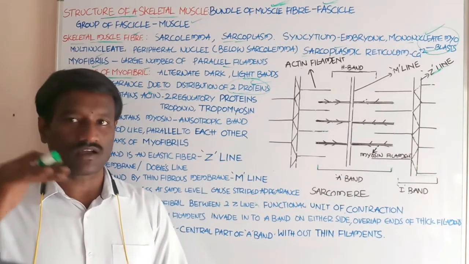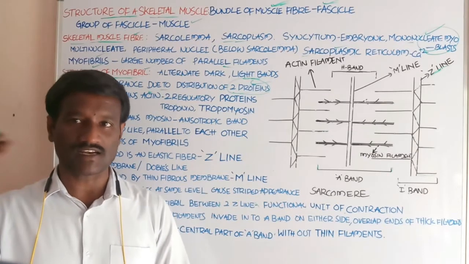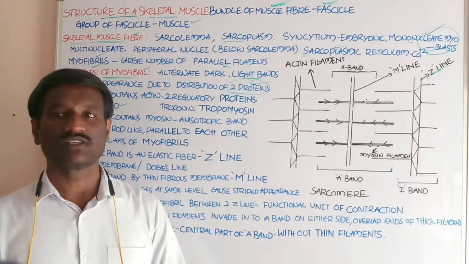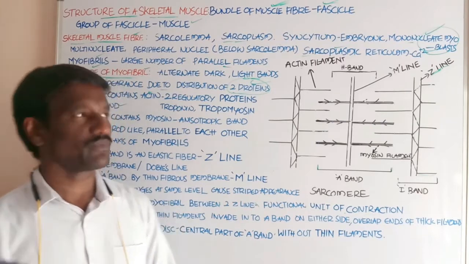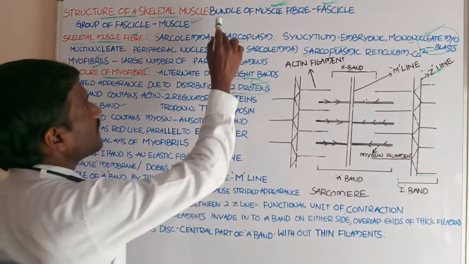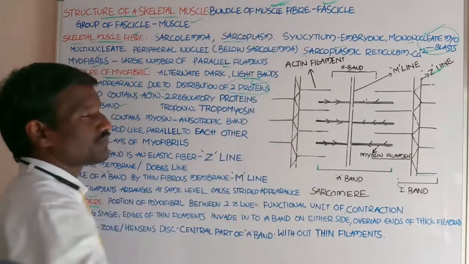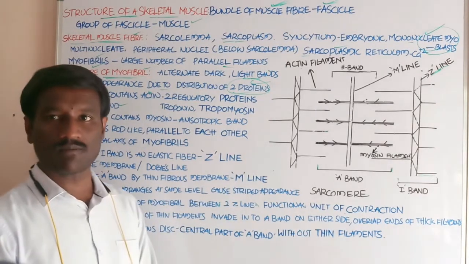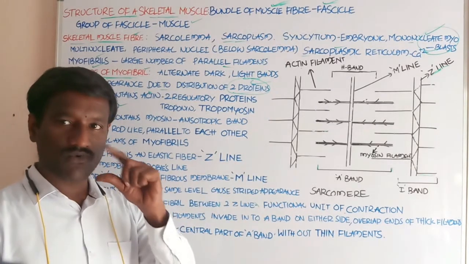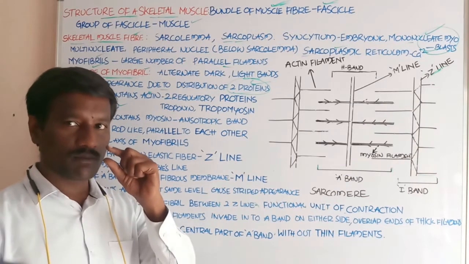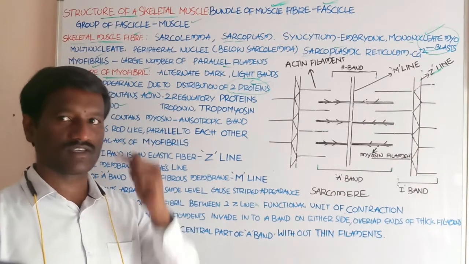Muscles which are attached to the bony structures, the skeletal structures in the body, are called skeletal muscles. A bundle of muscle fibers is called a fascicle.